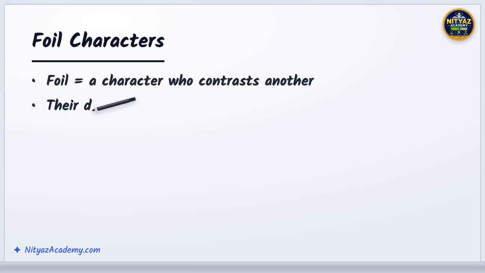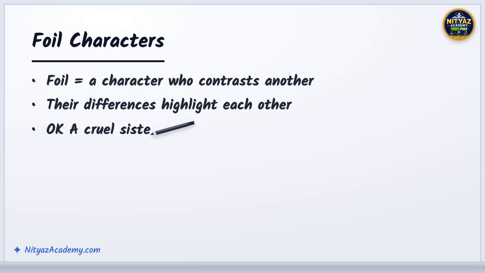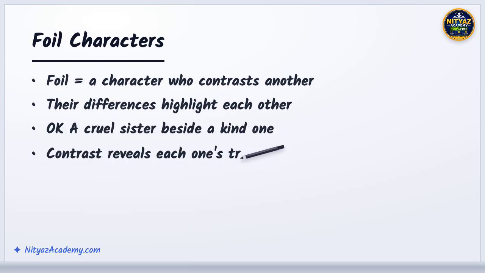Victorian authors love the foil, a character placed beside another to highlight their differences. Set a cold, cruel character next to a warm, generous one, and each becomes clearer by contrast. The foil isn't there for their own sake. They exist to illuminate the main character. When you notice two characters who seem like opposites, ask what the contrast reveals about each.